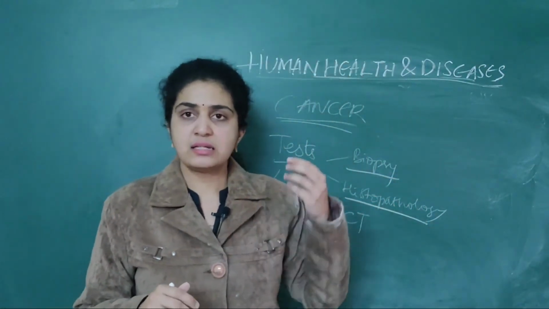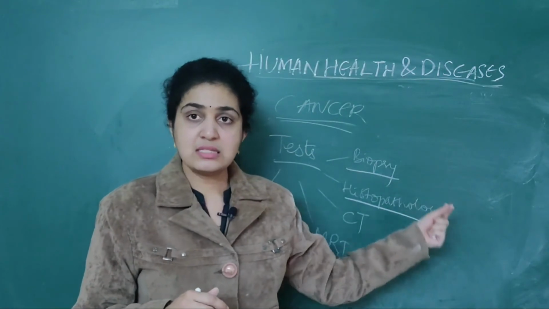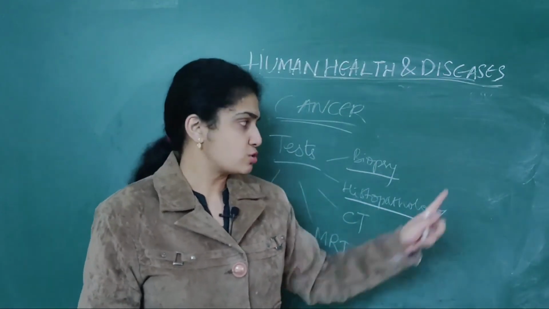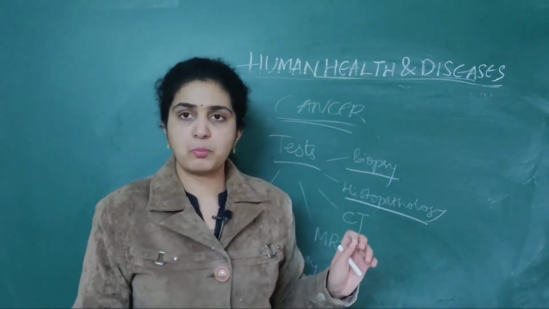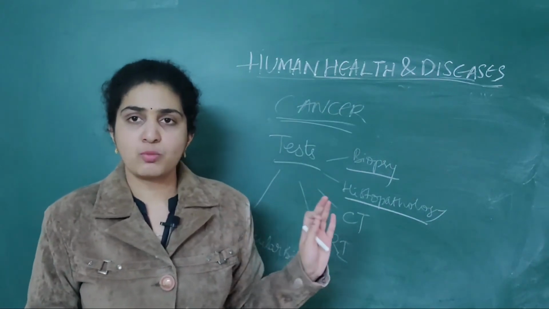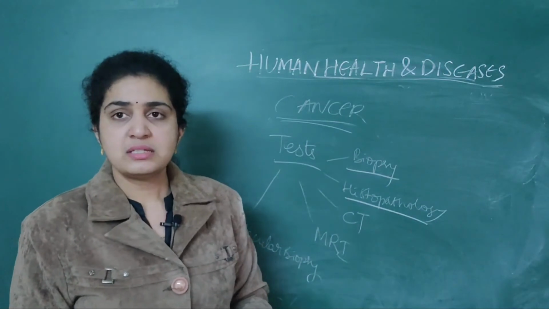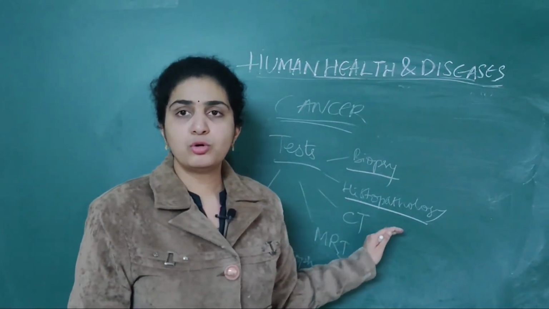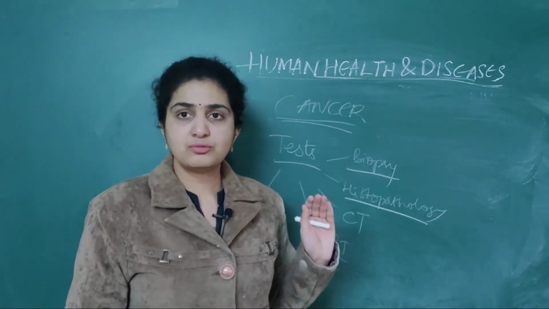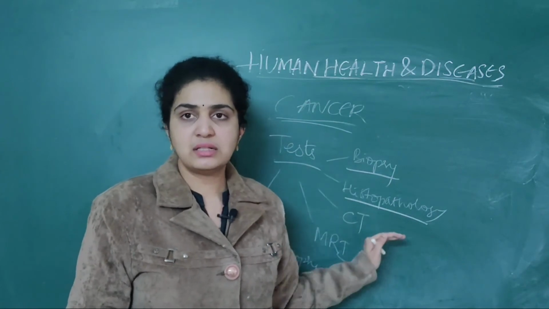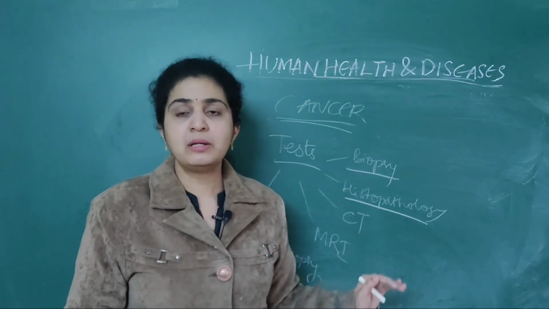You will detect the type of tissue, slice it, stain it, and observe it under a microscope. The same procedure is followed for biopsy as well as histopathologic sections. Next, the CT scan, which is computed tomography. CT scan is very costly. MRI and CT are very costly for normal people.